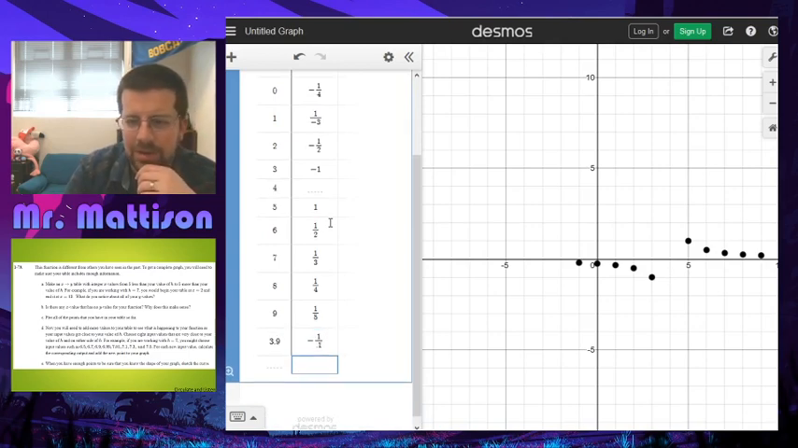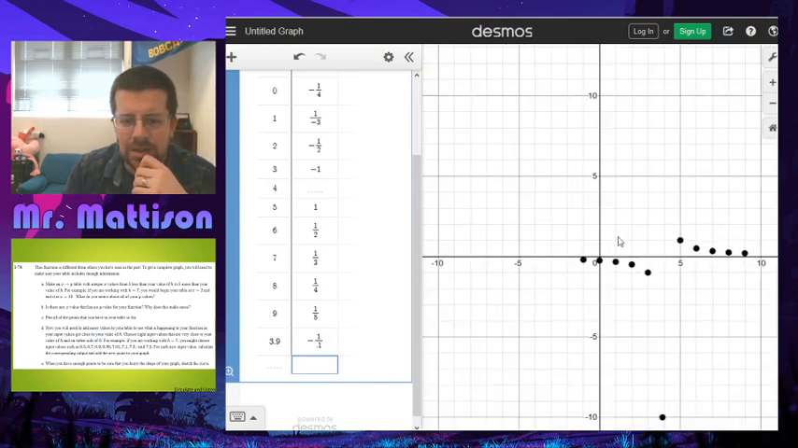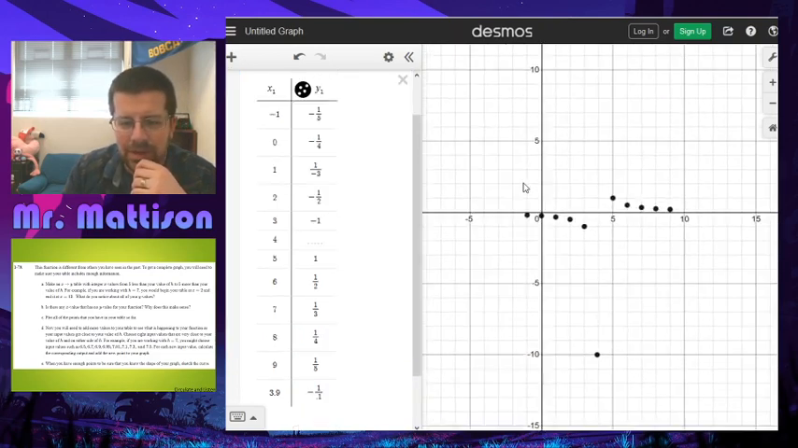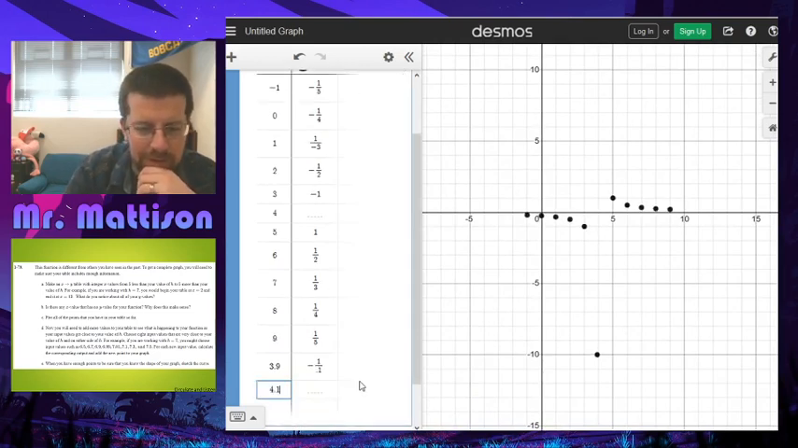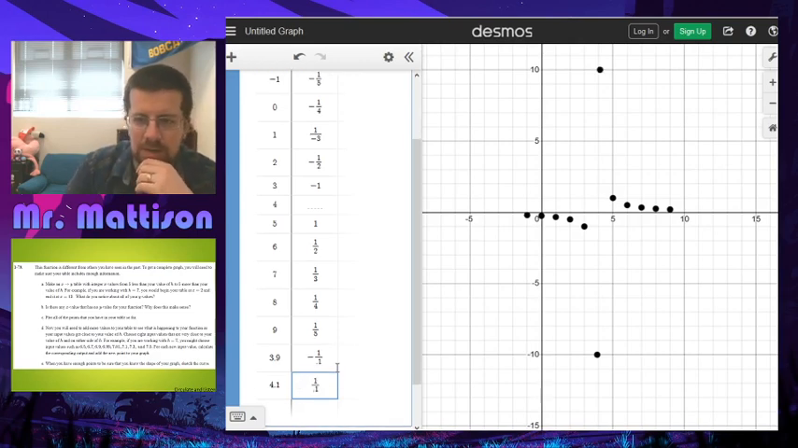Is that going to graph right for me? Yep, there it is. Okay. And then what if I were to do 4.1, right? Well, that would be 1 over 0.1. So I'm kind of there. Well, what if I back out a little bit?